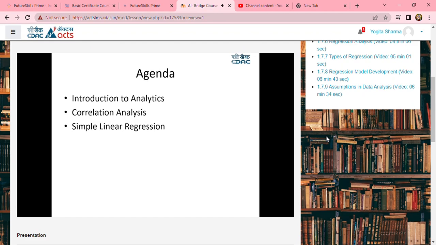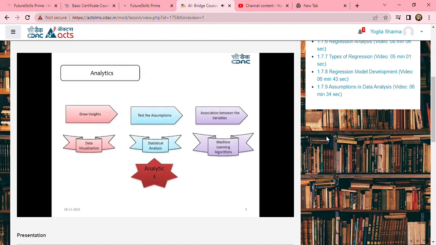So in this particular session, we are going to learn about the introduction to analytics, how to conduct the correlation analysis, which is the most important analysis to be carried out in order to understand the relationship between the variables, and how to carry out a very simple linear regression model. So hence, let us go ahead and understand what is analytics.